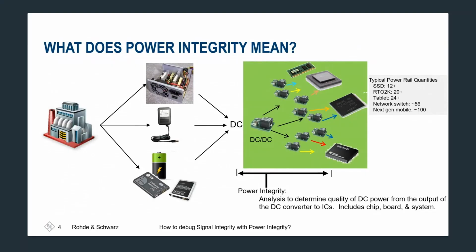Design of modern equipment can include tens of power rails managed by complex power distribution networks. The PDN includes the complete system, not just DC to DC converters and internal chip to power distribution, but also every interconnect, trace, via, connectors, capacitors, packages, pins, and ball grids.